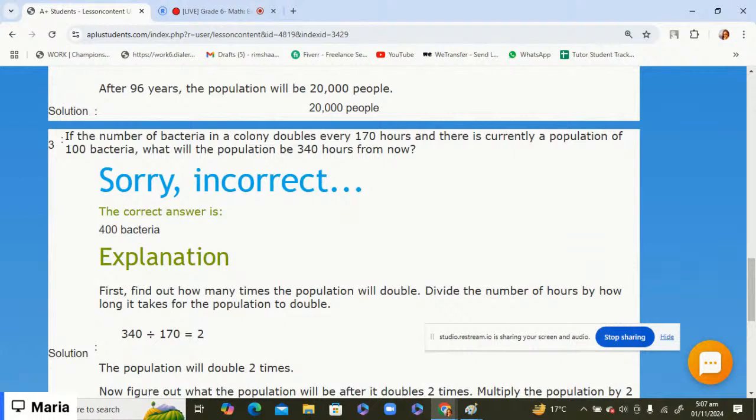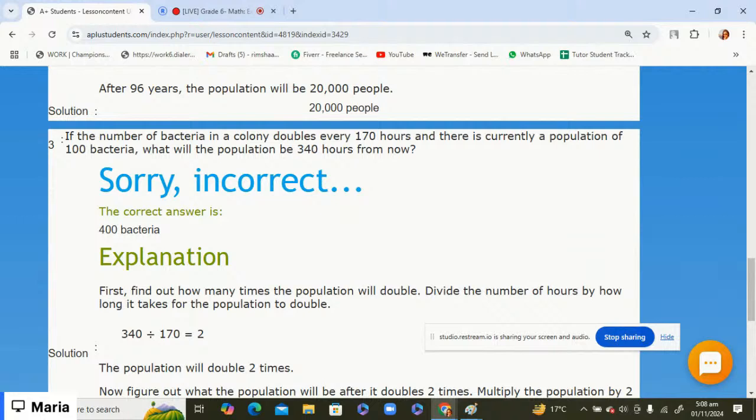So if the number of bacteria in the colony doubles, like 2 times 2, 2 times 2, and 2 times 2. So if the number of bacteria in a colony doubles every 170 hours, and there is currently a population of 100 bacteria, what will the population be 340 hours from now?